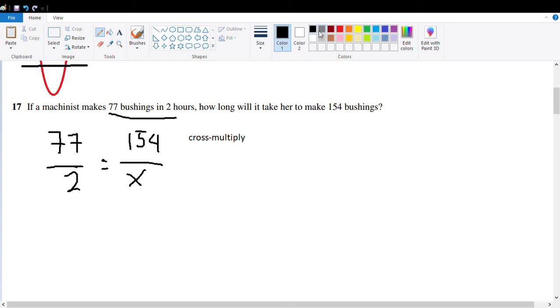So if we cross multiply, we're going to cross multiply 77 and x, and you're going to cross multiply 154 and 2. So now you're going to get 77x is equal to 154 times 2, which is, what is 154 times 2?